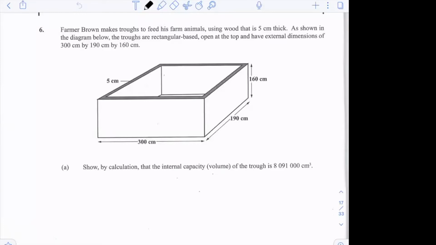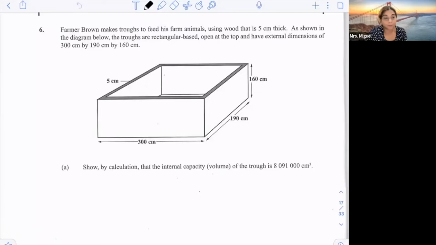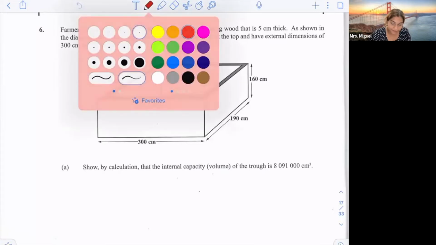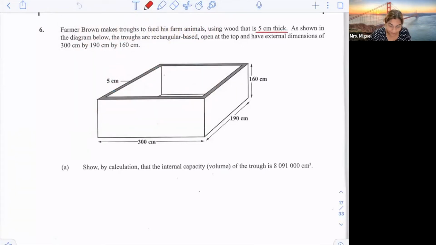Yes. Right. I am sure that mommy plants around the house, or even if it's not mommy, the neighbor has some troughs with some items in the garden. So you all know what a trough is. Farmer Brown makes troughs to feed his farm animals using wood that is 5 centimeters thick. Let us underline 5 centimeters thick, because that is taken away from our volume. That 5 centimeters is taken away from the volume of the trough.